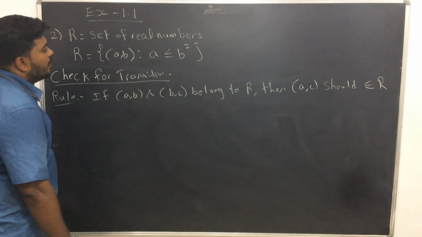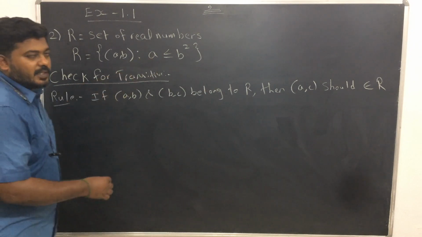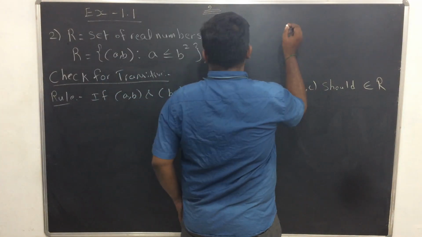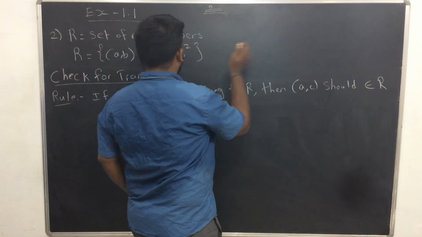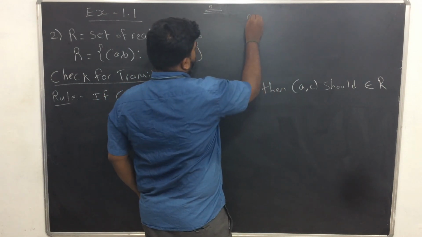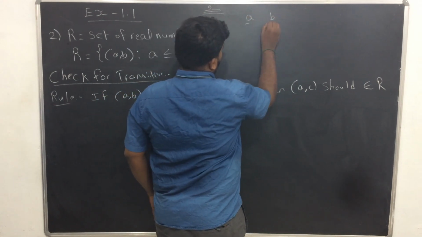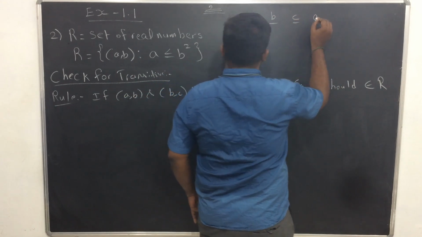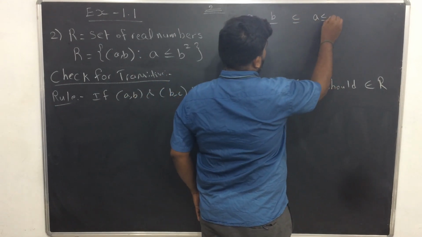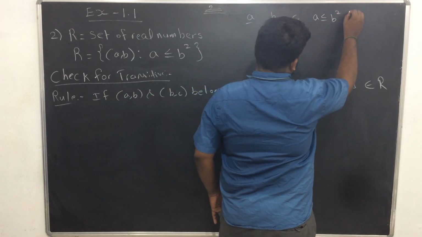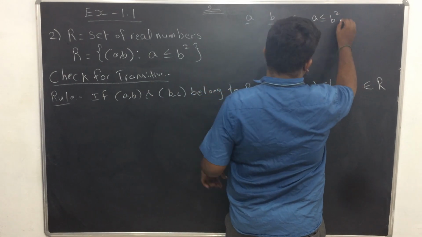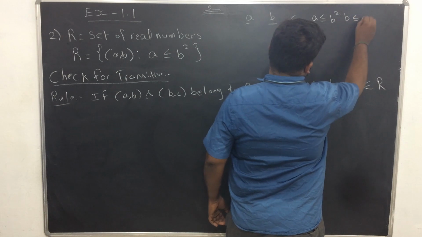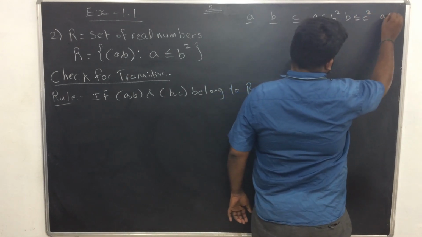Okay. Now let's do some work in the rough column. We will take three elements a, b and c. And we will take a less than or equal to b squared in one column, b less than or equal to c squared in another column, and a less than or equal to c squared in another column.